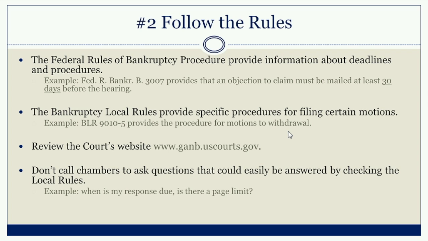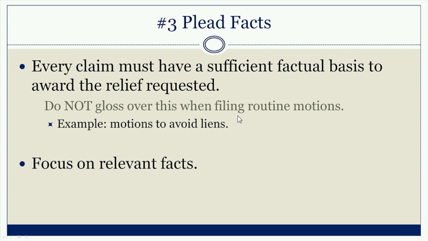Do not call chambers to ask questions that could easily be answered by checking the local rules. So you want to know when a responsive pleading in an adversary is due. You want to know the page limit. That is dealt with. And one other procedure that's dealt with in the local rules is negative notice, for example. This is a personal thing to note, but do not put the deadline to respond to a motion as the same date as the hearing. That is not how we do it here. They need to be separate dates. You need to have the deadline for responding to be before any hearing date.